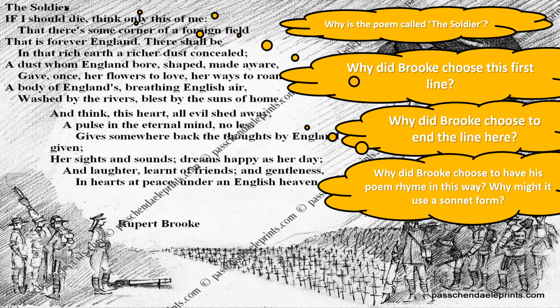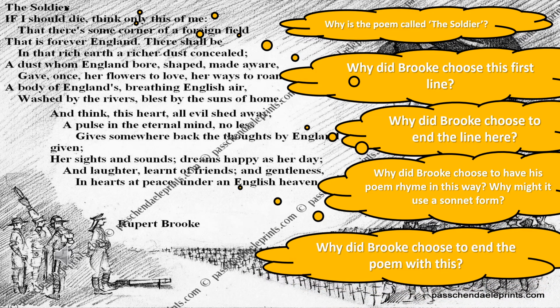This isn't by accident, of course. Brooke is a professional poet who's already made money from it, and either way, he's been given this poem as a GCSE text. So there will be reasons why he made certain decisions. One of the most significant is the sonnet form in this case. Why did Brooke choose to end the poem with this line, particularly ending with the word heaven?